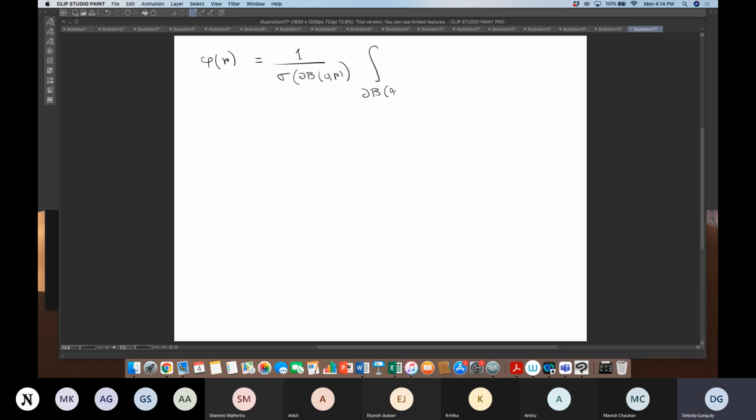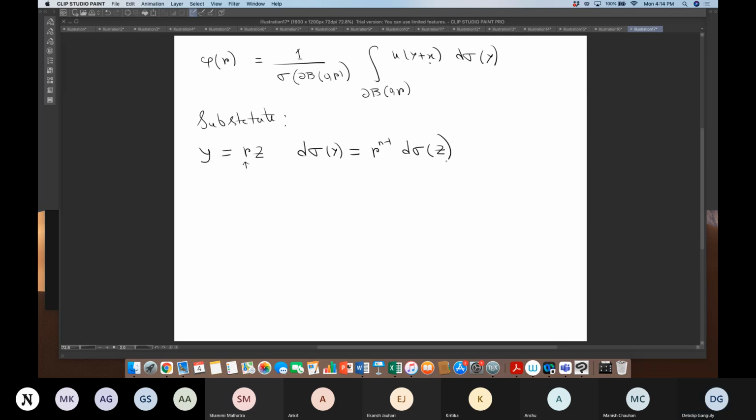So this is clear. Please ask me a question if you are not clear on this. Now I substitute y equal to rz, x is fixed. So what will be d sigma y? R is a scaling, r is fixed. It is r raised to the power n minus 1. Exactly. And then z is y by r. So mod z is mod y by r. So what is mod y? Y is in ∂B(0,r). What is the meaning of mod y then? Y is on the surface of the ball. What is mod y? That means r.